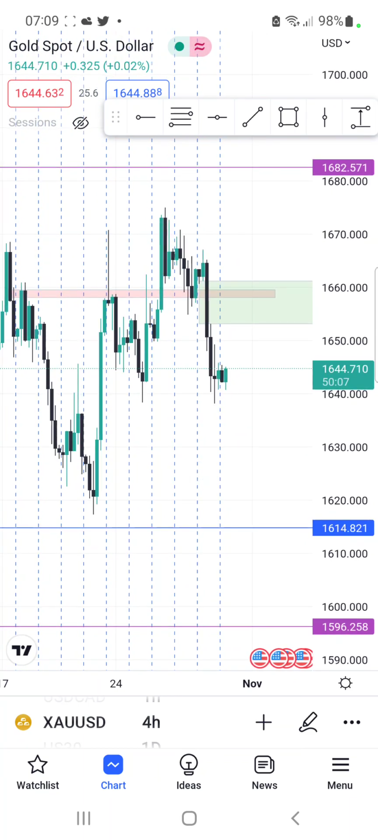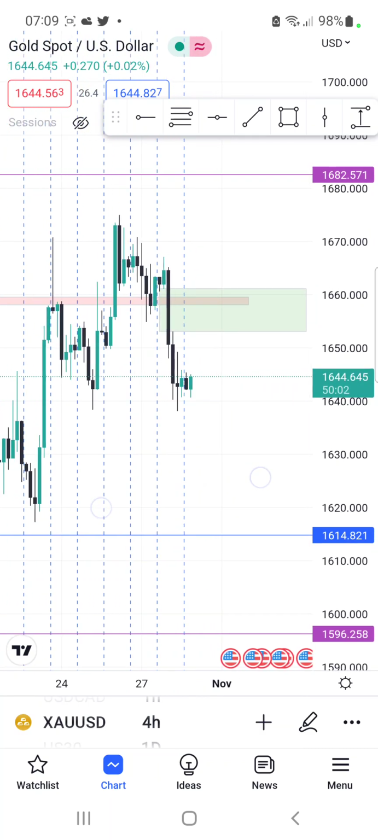So expect price to come all the way to 1614, but I'll still keep updating you along the week. And if a setup pans out, then we share with the group and everyone gets to profit from it.